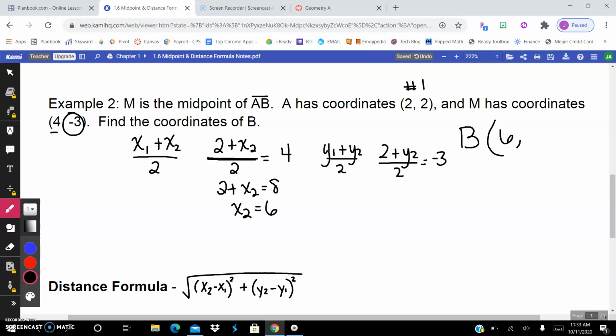So same thing here. I'm going to have to work backwards and solve for that y2. So I have to get rid of a divide by 2 first, so I'm going to multiply by 2. So I'm going to have 2 plus y2 equals -6. And then I'm going to have to minus 2 from both sides. -6 minus 2 would give me -8. So the y coordinate of my point B would be -8.